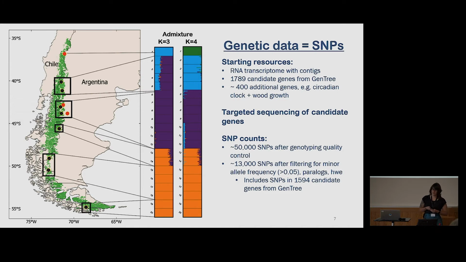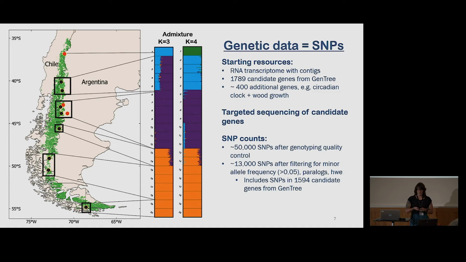And then in addition, we added 400 additional genes specific to this species from our partners in INTA, essentially related to things like circadian clock, wood growth, and similar things. And then we did targeted sequencing for those genes.